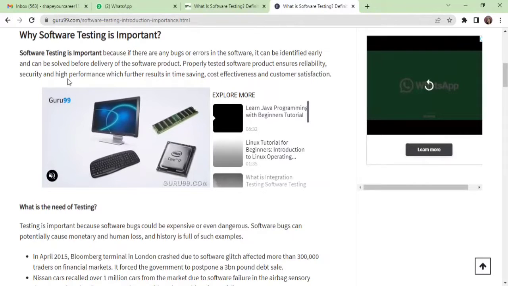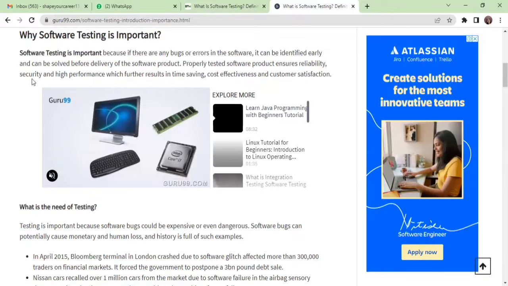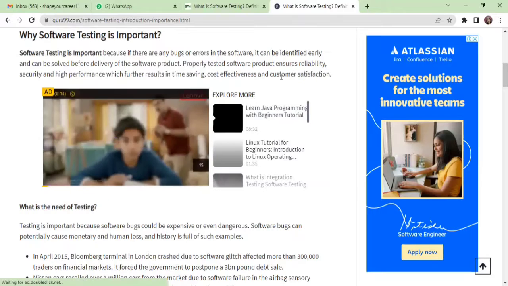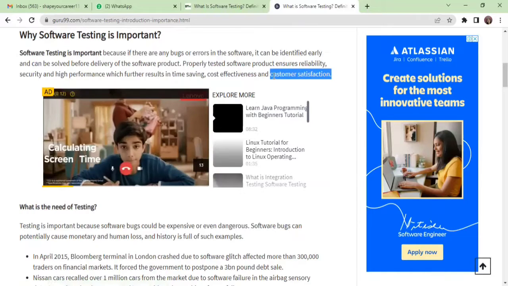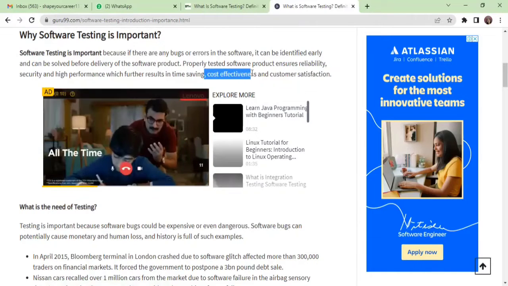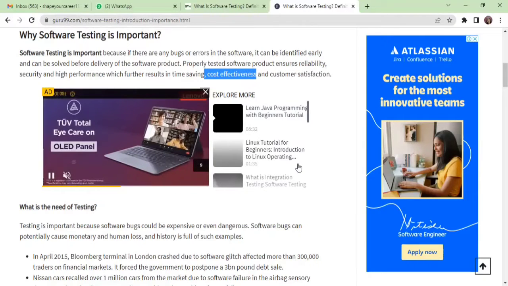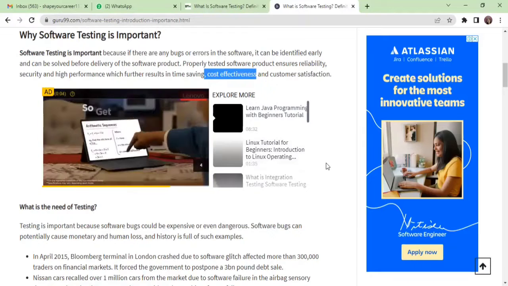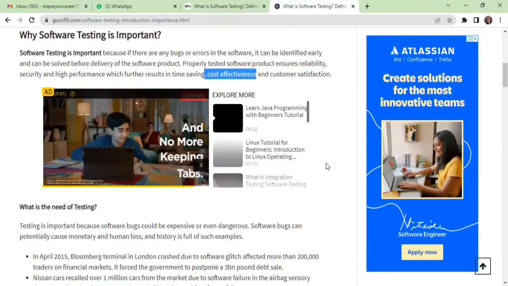Properly tested software products ensure reliability, security, and high performance, which further results in time saving, cost effectiveness, and customer satisfaction. The most important things, and this is also a very important thing, are cost effectiveness and customer satisfaction. In IT, these things are spoken about very frequently in big companies.